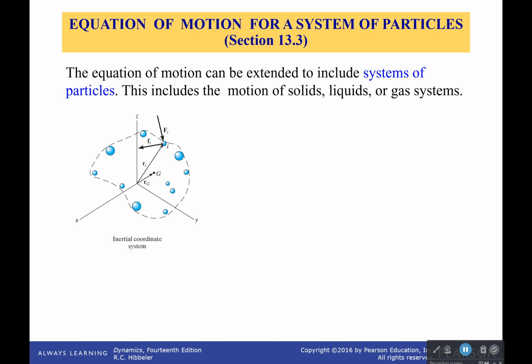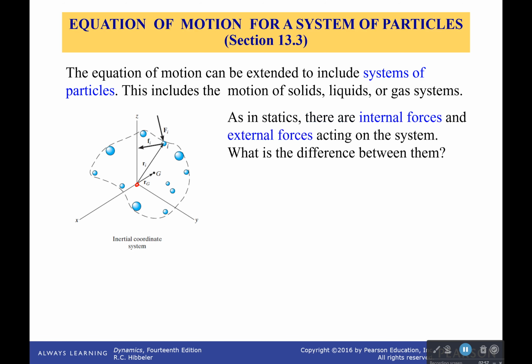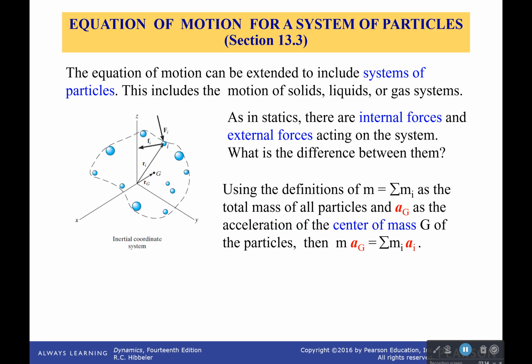Now, what do we do if we have a system of particles? This could be a gas. And notice we have an inertial coordinate system, so everything is measured from a particular point in space. In statics, there are internal and external forces acting on a system. All these balls bump into each other. Bump, bump, bump. However, do you remember what the difference between those two was, an internal and an external force? Which one actually mattered?